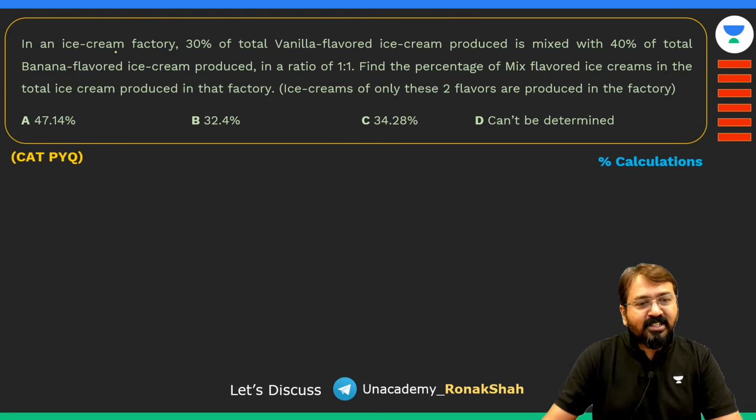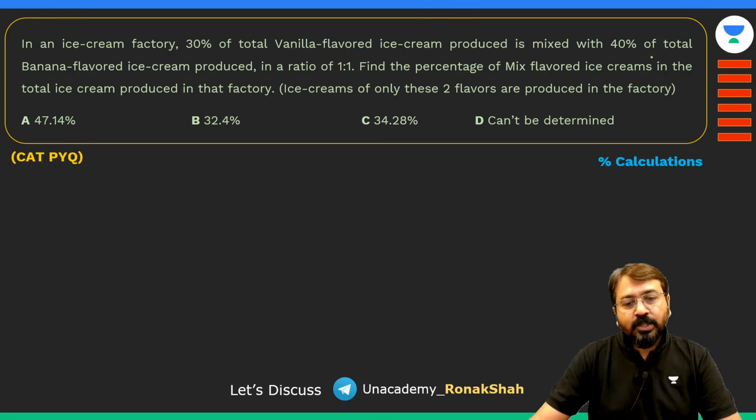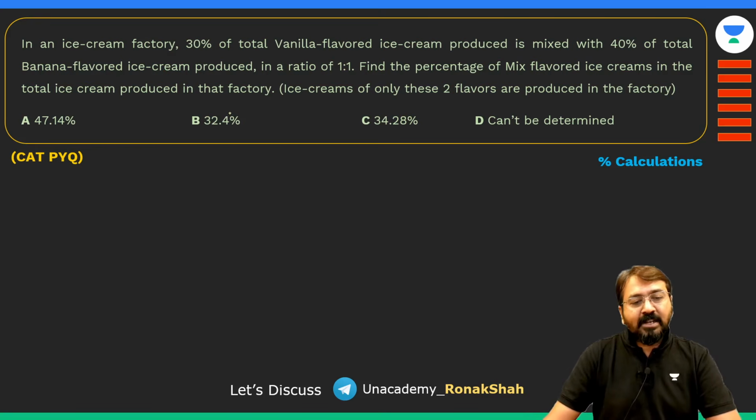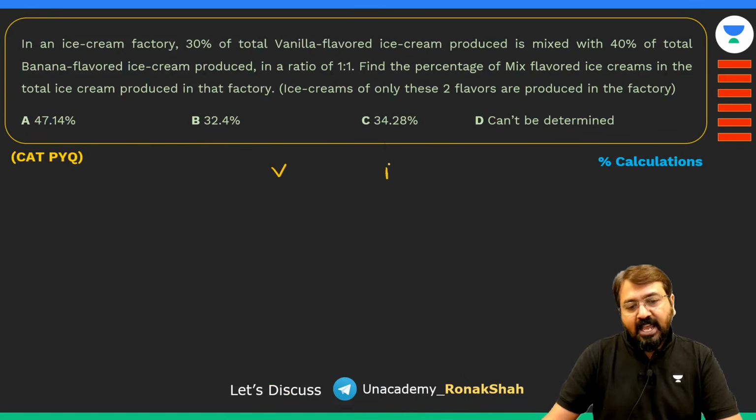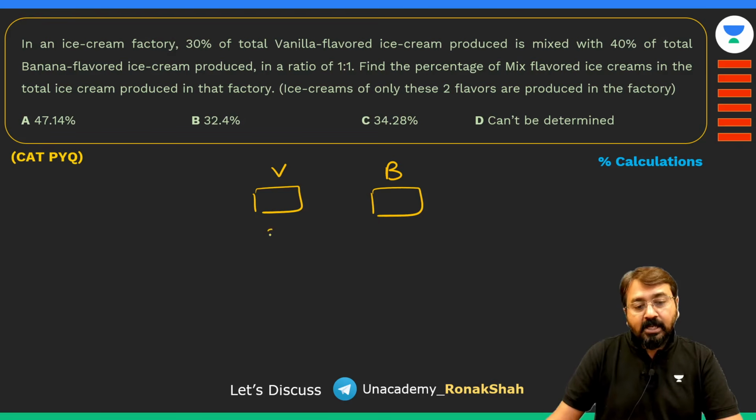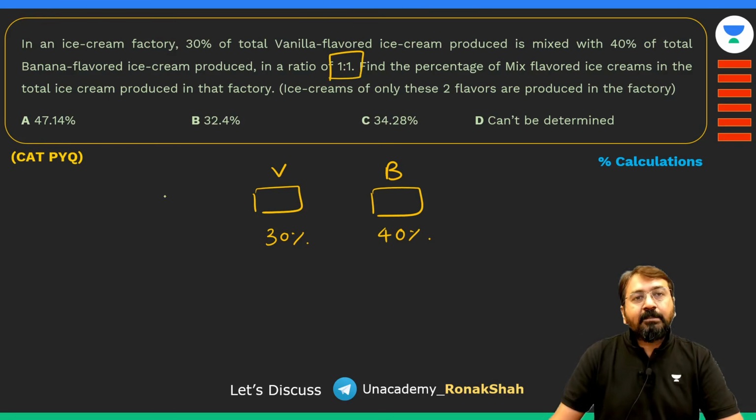Here is the first question, nice tricky question. Okay, so the question says that in an ice cream factory, 30% of total vanilla ice cream produced is mixed with 40% of total banana flavor ice cream. Okay, so we have two types of ice creams, vanilla flavor and banana flavor. I do not know what is the quantity of this vanilla flavor and what is the quantity of banana flavor, but I know that I'm taking 30% of vanilla flavored ice cream and I'm taking 40% of banana flavor ice cream, and we are mixing them in the ratio 1:1.